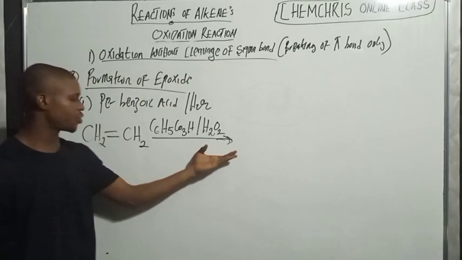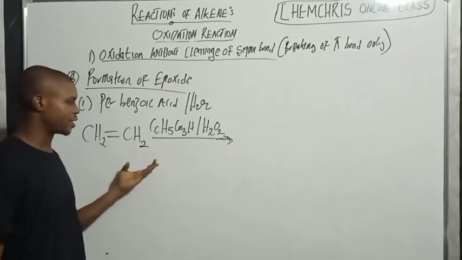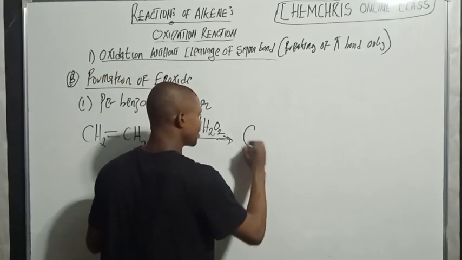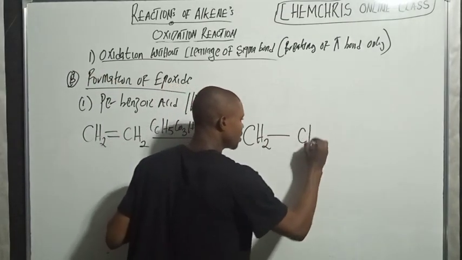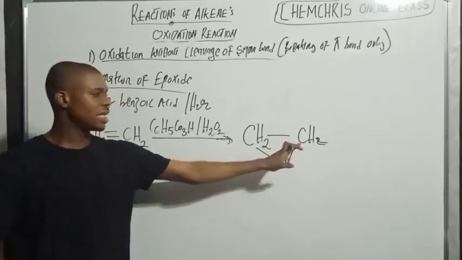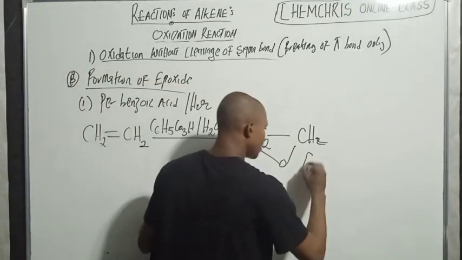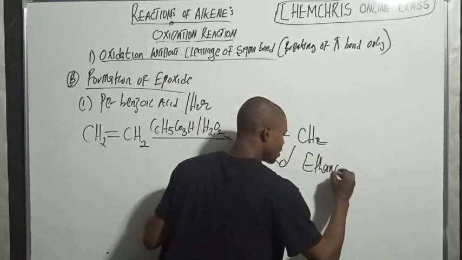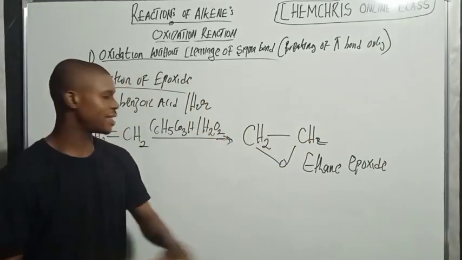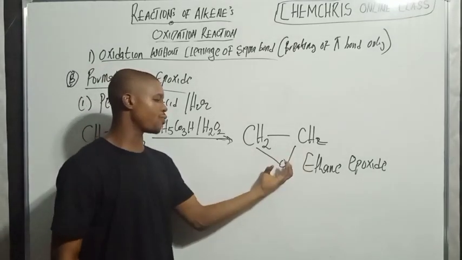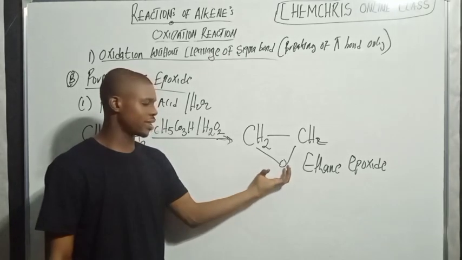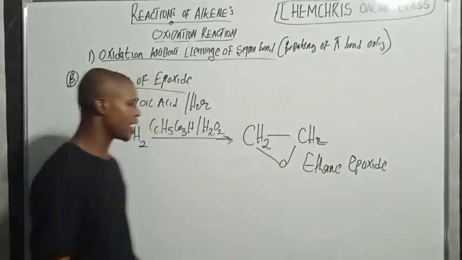So when two of them react together here, what will be the product? Now, the product is a peroxide. So this is a peroxide, CH2, CH2. This is called ethane peroxide. That is what it means. These two form oxygen here, just like a ring with oxygen. Do you understand? So that is the product.